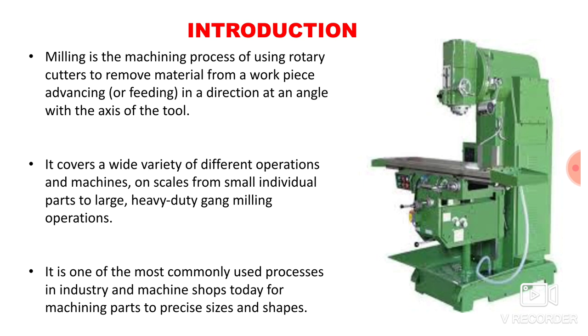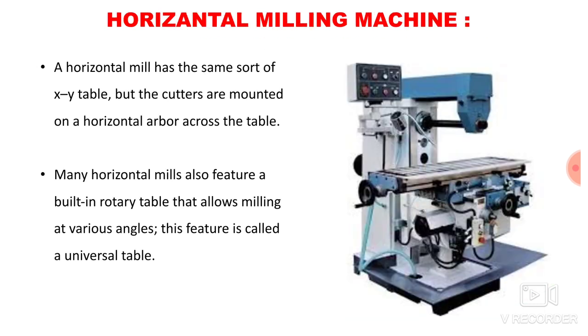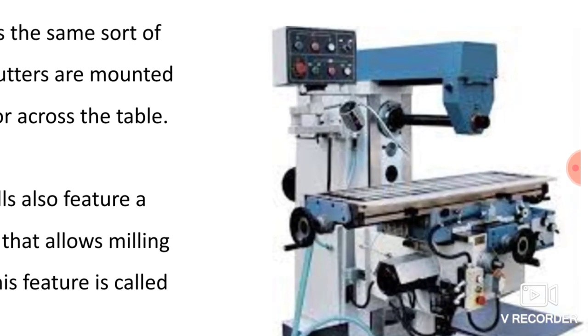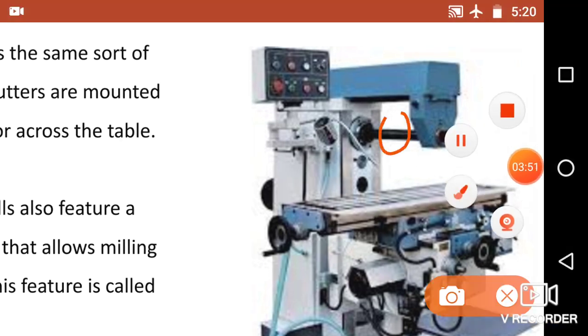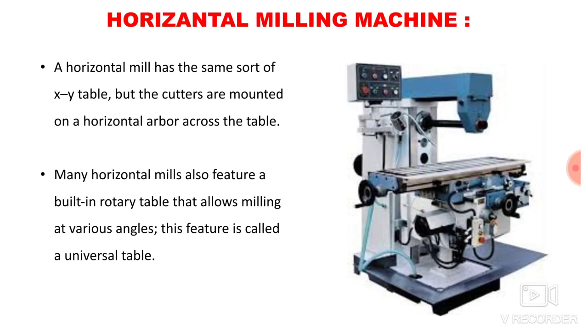Whereas in the horizontal milling machine, this is the horizontal milling machine. This portion is known as the arbor of your horizontal milling machine. Over this arbor you can attach the milling cutter, and the axis of the milling cutter is parallel to the table axis. So that is the difference. Okay, so a horizontal mill has the same sort of XY table, but the cutters are mounted on a horizontal arbor across the table.